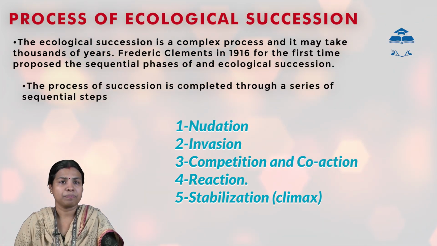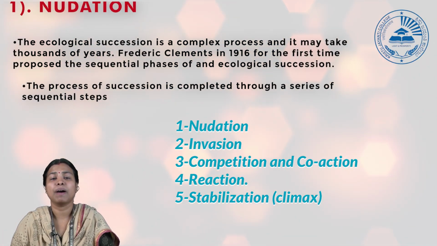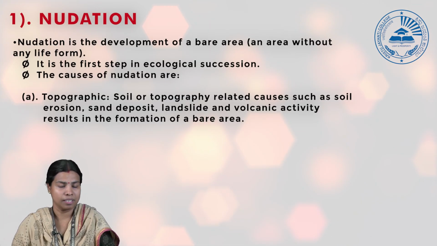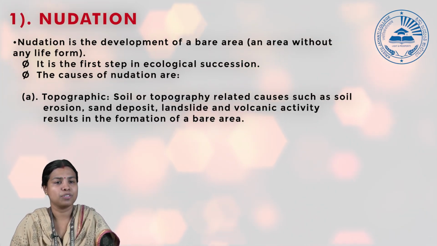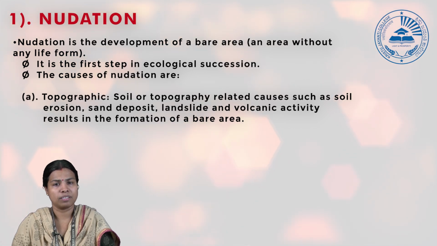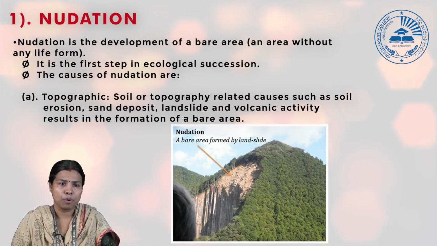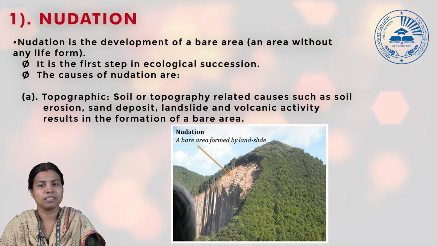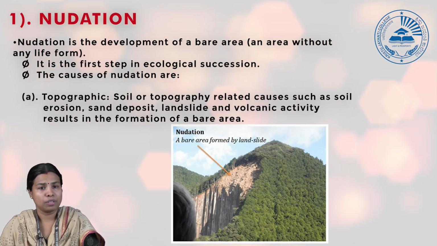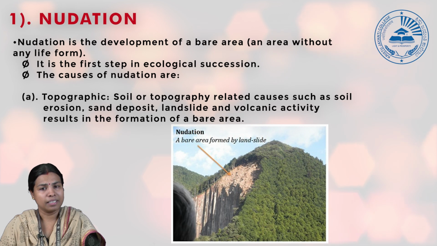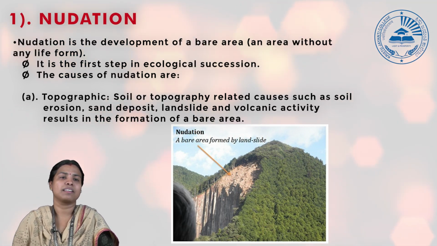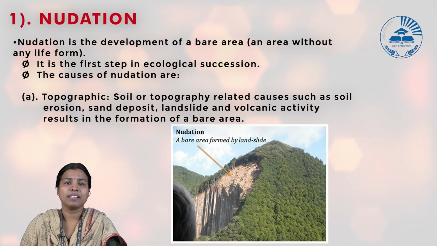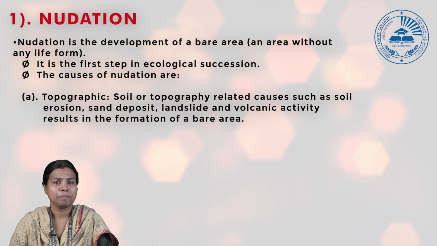So first one is nudation. Nudation is the development of bare area without any life form. So this is the first step in the ecological succession. Nudation may be caused by topographic causes like soil erosion, sand deposit, landslide, and climatic disturbances also due to glaciers, dry period and storm. Biotic causes like forest destruction, agriculture and other anthropogenic activity are also reported as nudation. So this is a nudation, a bare area formed by landslide.